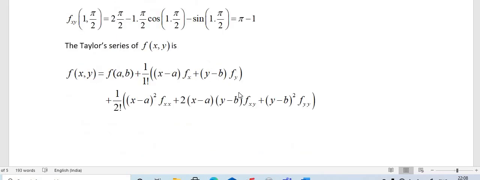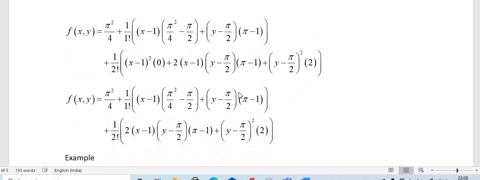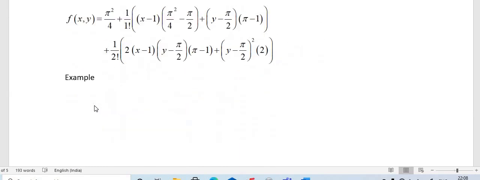Substitute in the Taylor series, then simplify, and then you are going to get Taylor's expansion of the given function.